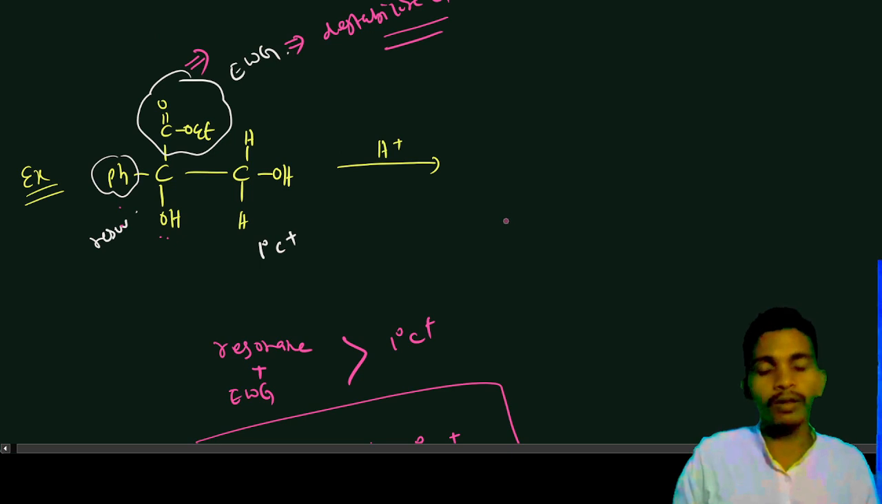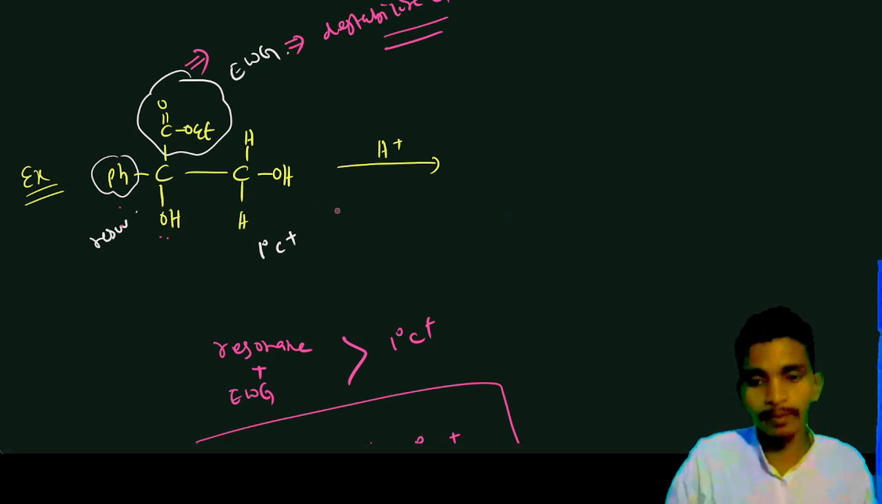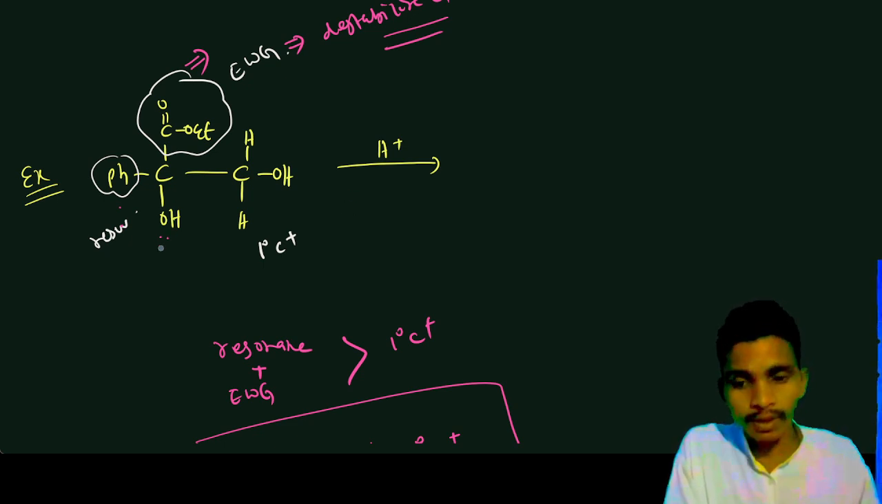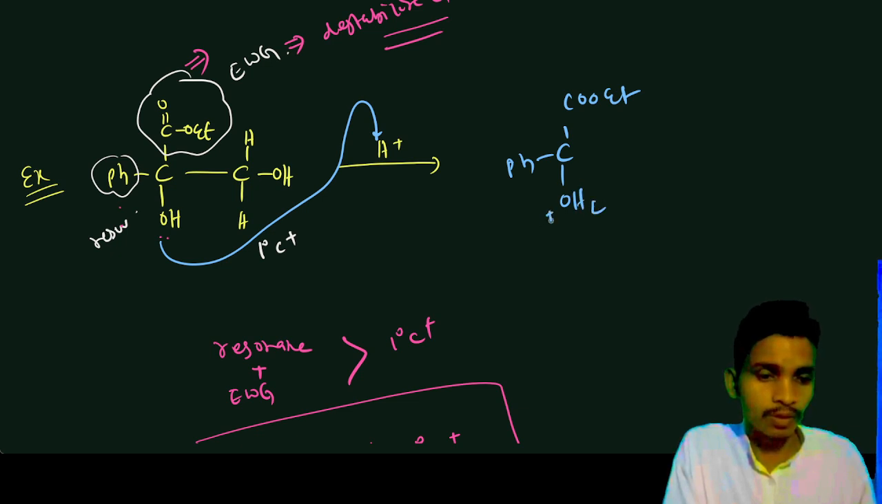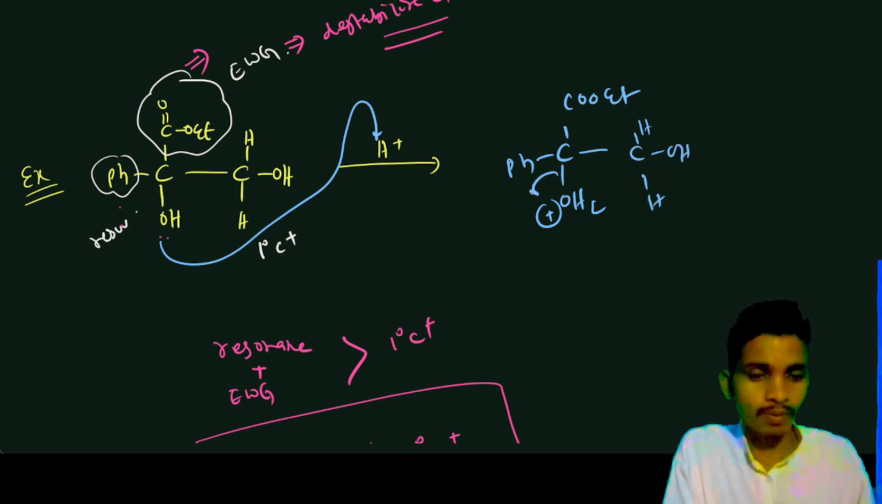So in pinacolone rearrangement, we should keep in mind which OH will do the protonation, and that OH will do the protonation where we will get the stable carbocation. So here this will do the protonation. So what we will get here? COOEt, and here Ph, and this is going to be OH2 positive charge, and this is going to be CH, H, this is going to be the OH, and this will release.